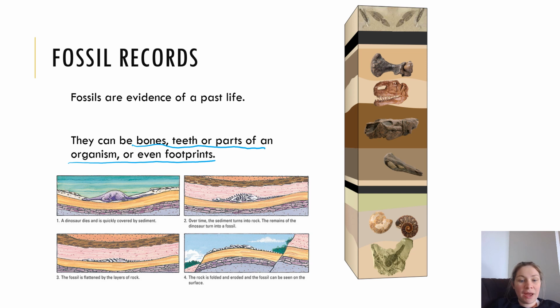So basically what happens during fossilization is an organism dies. So you can see a little purple dinosaur over here. That organism is buried by sediments. Its skin and everything is broken down by microbes, and the remains then turn into a fossil. Over time, the fossils flatten due to the compression or the weight of the layers of rock above it. The rock is folded and eroded, and the fossil can then be seen on the surface.